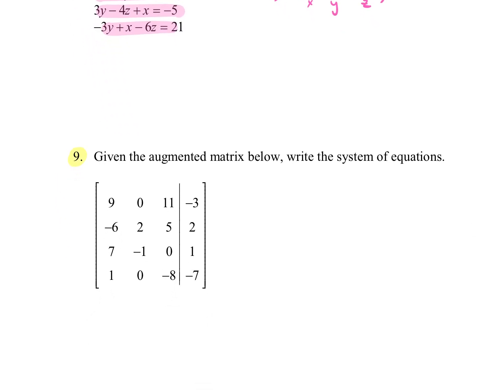Number 9 says, given the augmented matrix below, write the system of equations. So this is just writing the system of equations. So we have 9x plus 0 is y, so we don't write it. So plus 11z is equal to -3. Then you'd write the next equation. -6x plus 2y plus 5z is equal to 2, and so on.